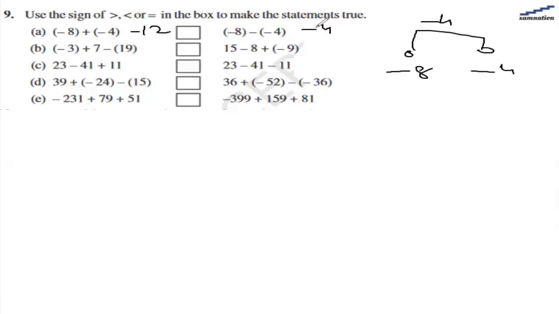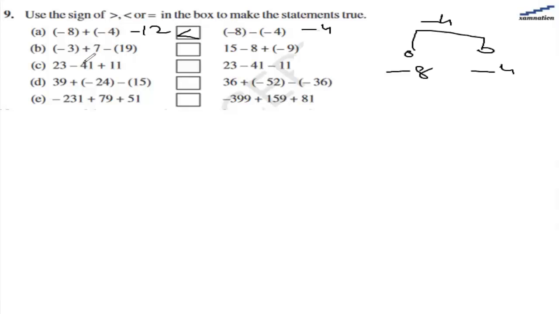So as you can see, this minus of 4 is definitely greater than minus of 12, because minus of 4 is on the right hand side of minus of 12. So this sign will be that the left hand side is lesser than the right hand side.